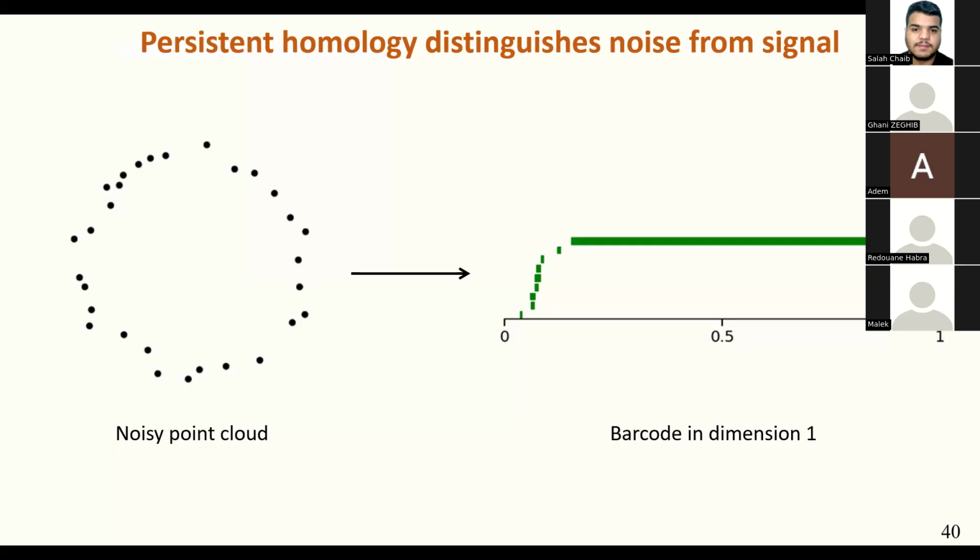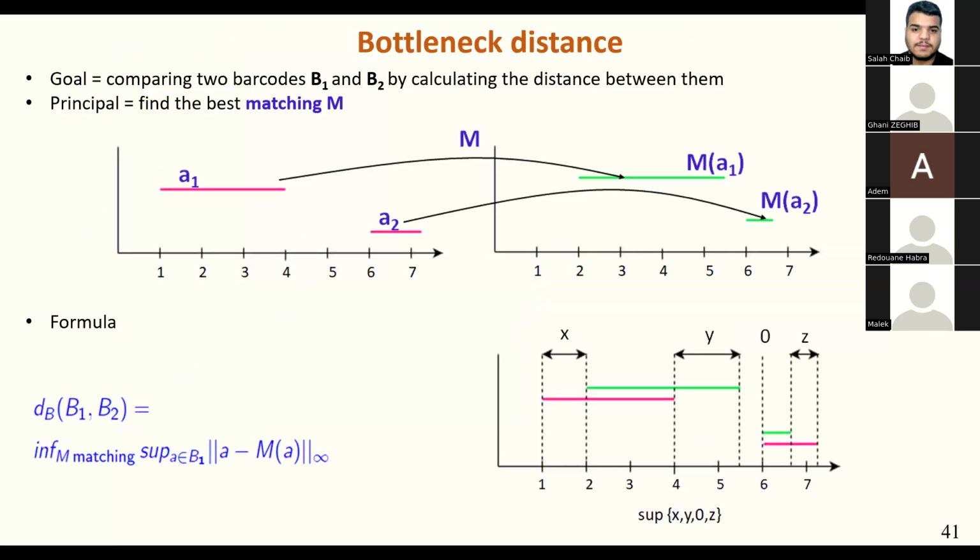Now, as I said, the idea is also to be able to compare point clouds. And to compare point clouds, we want to compare their topological features, so compare their barcodes. And one way to do it is the bottleneck distance. So the goal is to compare two barcodes by computing the distance between them. And to do this, we have to define a matching between the intervals of the two barcodes. And this matching should be defined in an optimal way.